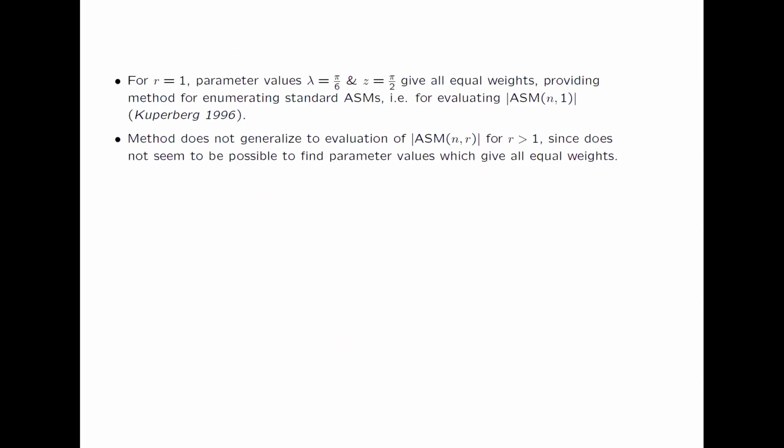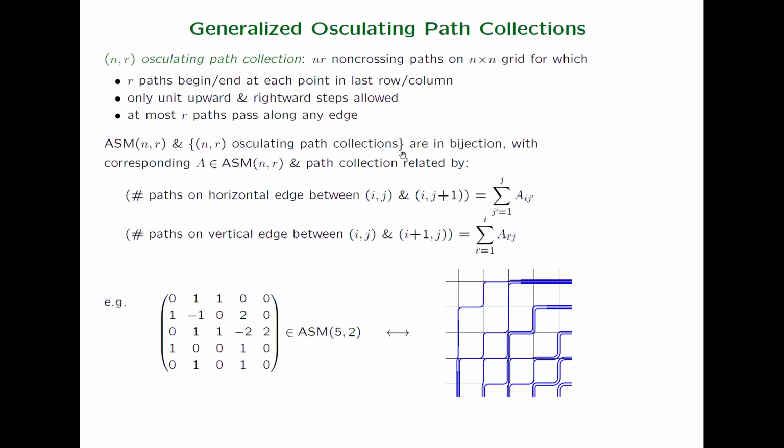You might think that this is good news in the sense that for R equals 1 we were able to use all of this to get Kuperberg's enumeration formula. But the point was that in that case, we could get values of the parameters that gave all the weights to be equal. Whereas here, that is no longer possible, so we can't get a nice way of doing the enumeration. But maybe for some weighted enumerations, we could do it. Generalized osculating paths follow these rules that you can see now, where instead of one path you have more than one.